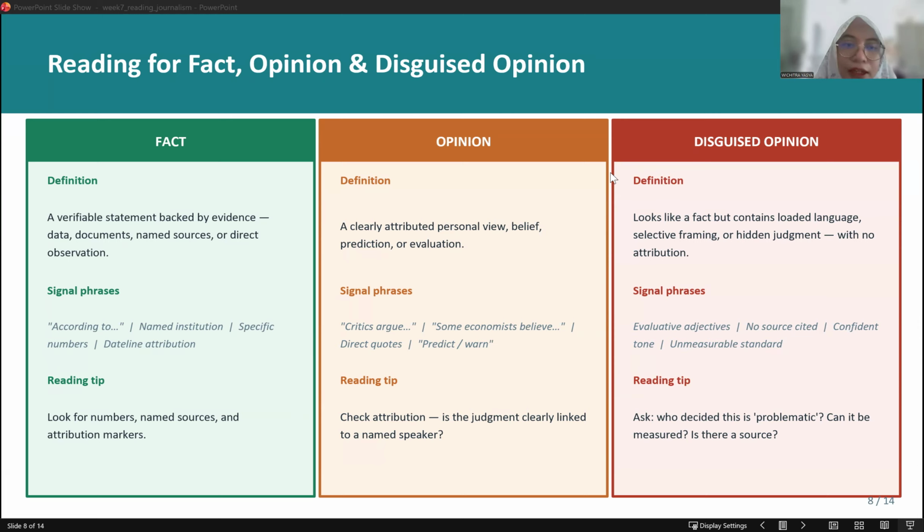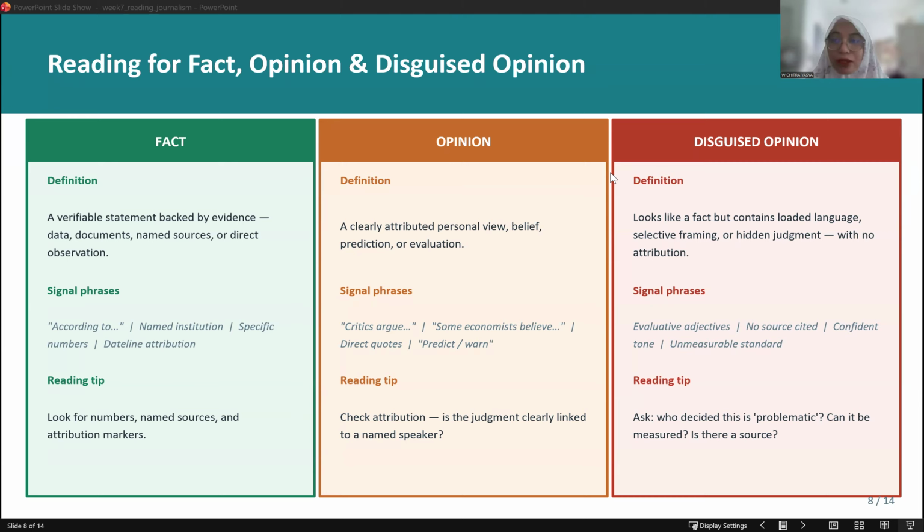But an opinion is a clearly attributed personal view, belief, prediction, or attribution. So some signal phrases are: critics argue. So who are the critics? They don't say who the critic is here. Some economists believe. Who are the economists? If it's a fact, then they will state the economist Bambang Brodjonegoro, for example, says that blah blah blah. So that's a fact because the journalist interviewed Pak Bambang, and Pak Bambang said his statement, and the journalist quoted.